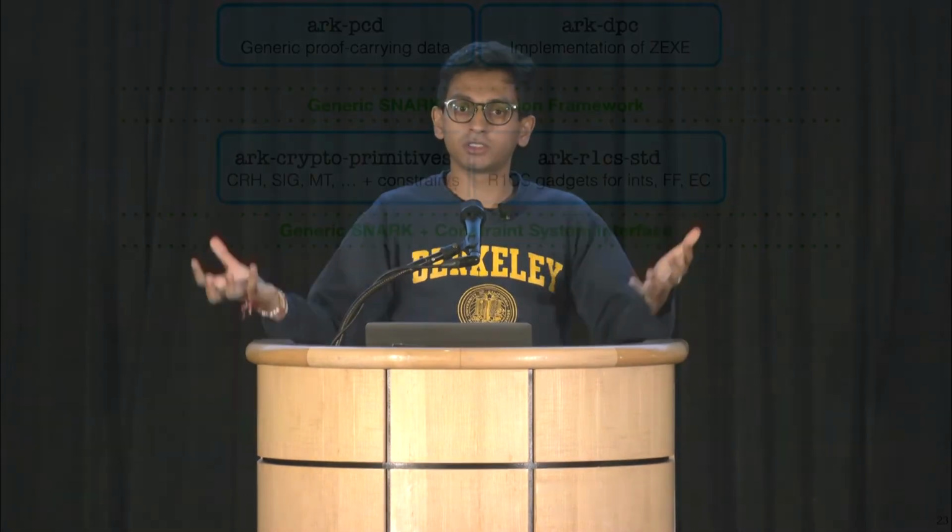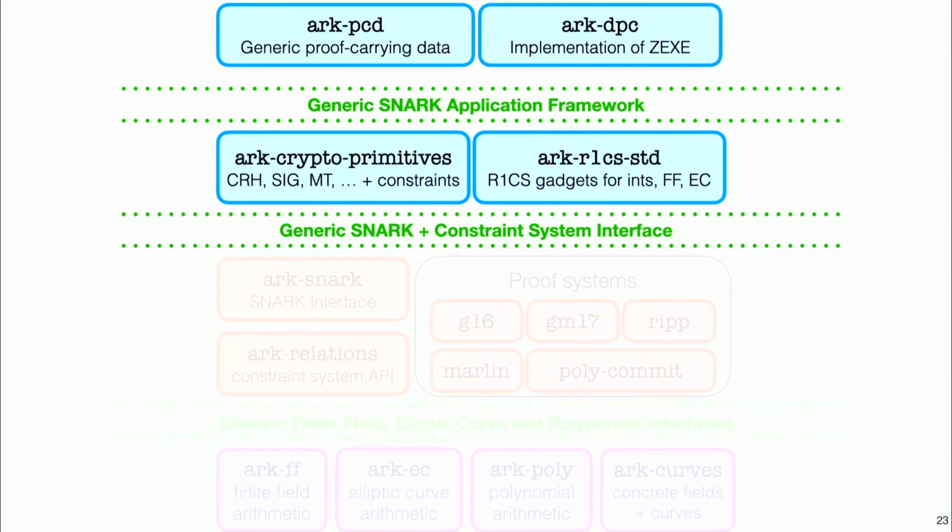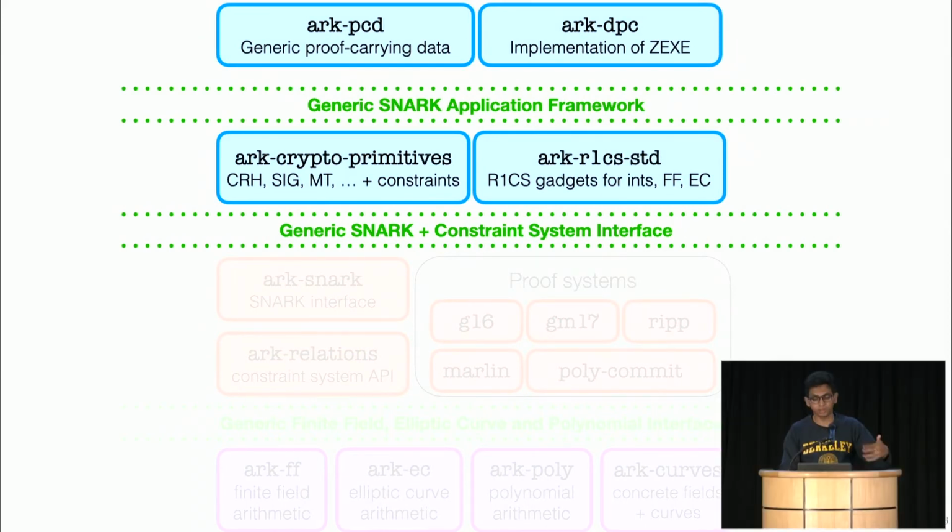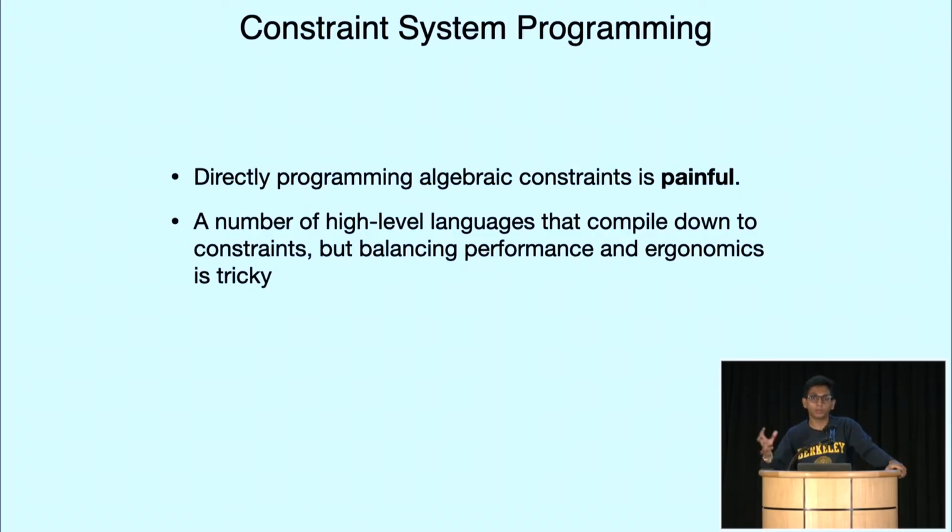Okay, so that covers this level in the stack. So let's move up one more level and talk about implementing applications on top of the SNARK and the elliptic curve and all that, right? At this point, we want to implement our program, or whatever application we want, in terms of the language of the ZK SNARK, and these are constraints, right?